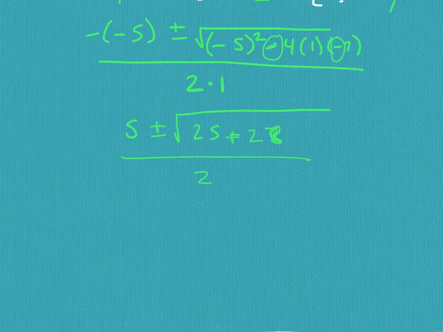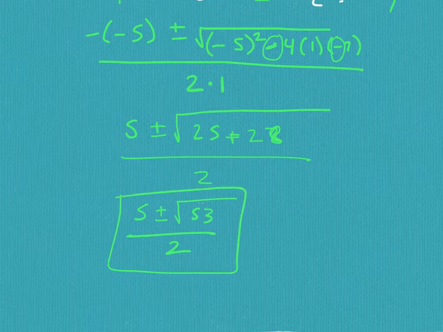Now we can simplify under our square root a little bit more. So we have 5 plus or minus. What's 25 plus 28? 53 over 2. That's our answer.